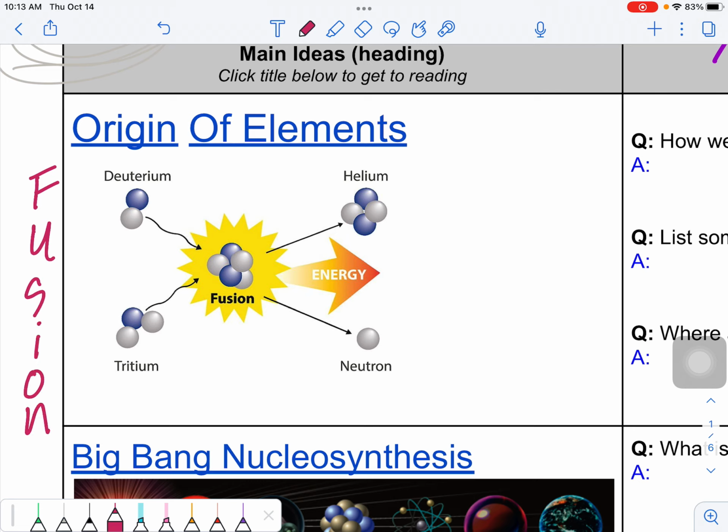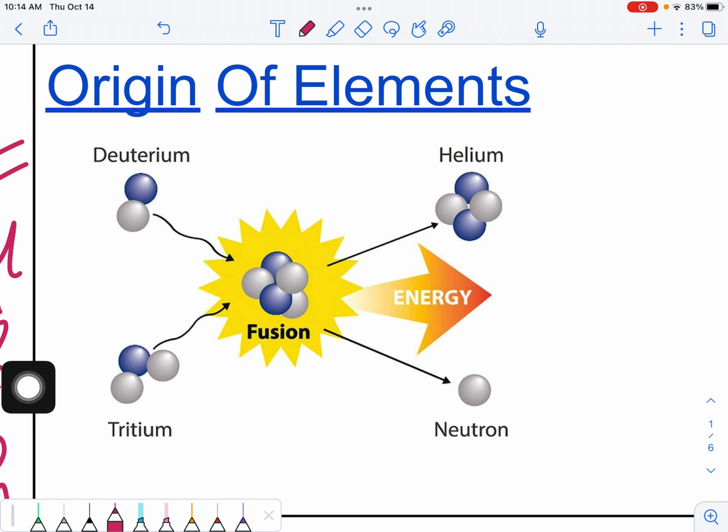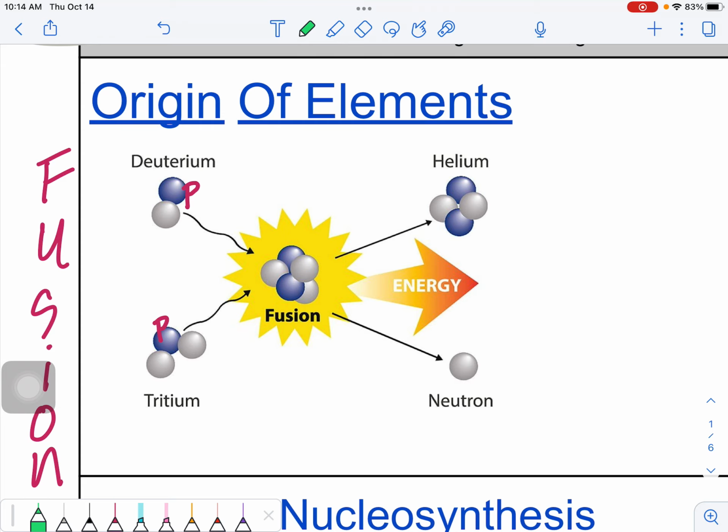So fusion, we said, is elements combining together. And here we have 2 isotopes of hydrogen. So we know they're hydrogen because they're just one proton. So we labeled these blue ones with a P for proton. And these gray ones are the neutrons. So we labeled that one with an N. And the third particle, the electron, is so teeny tiny we don't see it. But if we would in this diagram, it's rolling around the outside. The main ones for mass are proton and neutron, so that's why they're in the diagram.